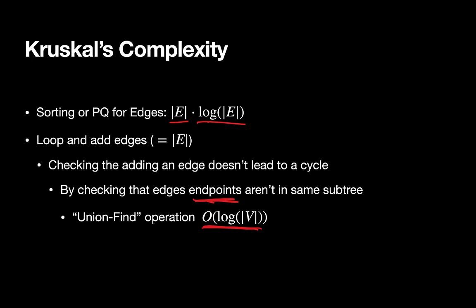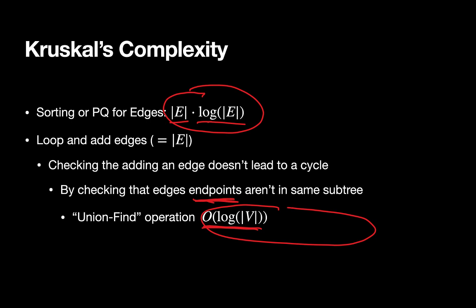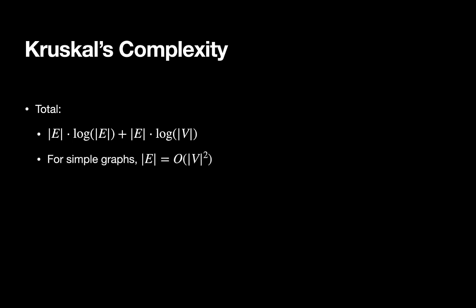Okay, so we've got these two phases. We've got this phase here, and we've got this phase here that is done possibly for each individual edge. Our total, combining those two pieces together, is number of edges times log number of edges plus number of edges times log number of vertices. For simple graphs, we can show that the number of edges is less than v squared because we can't have multiple edges connecting the same two vertices.